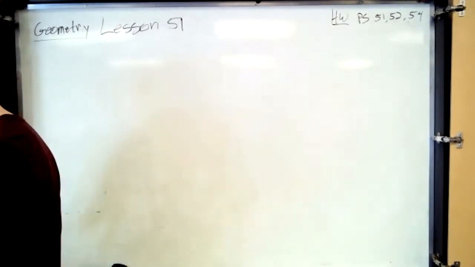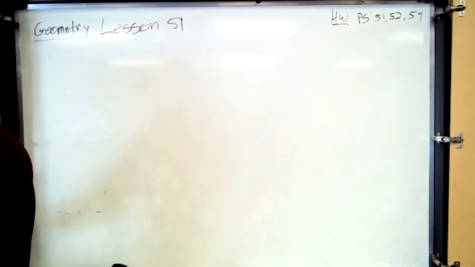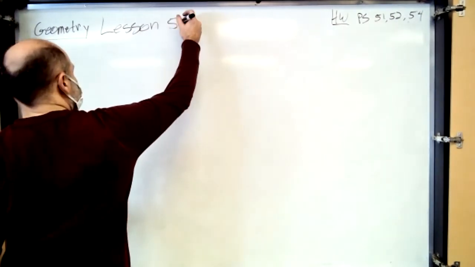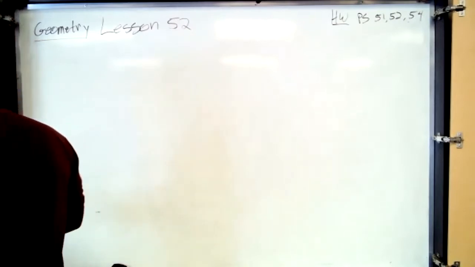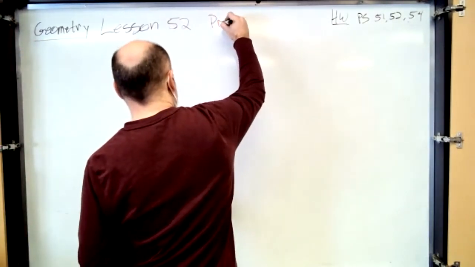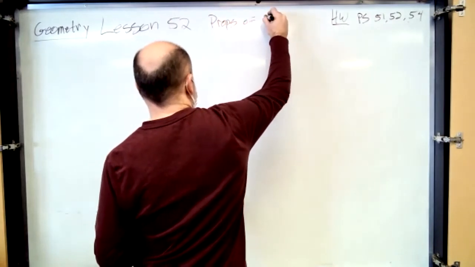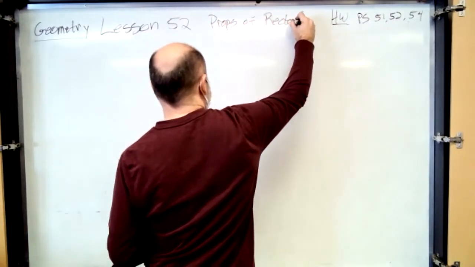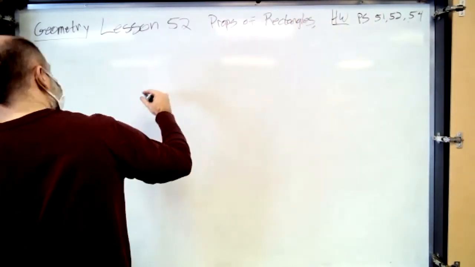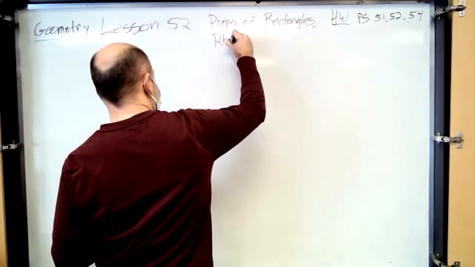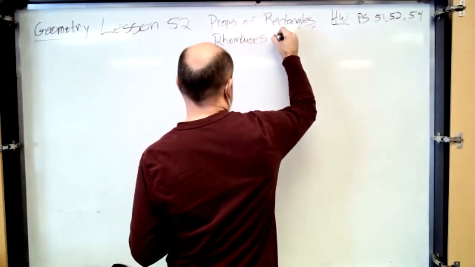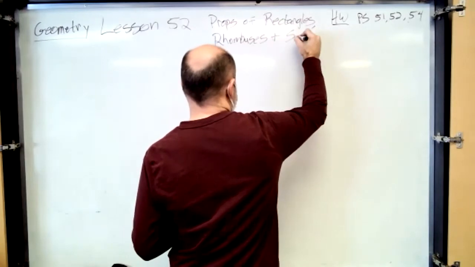Okay, lesson 52. So we're going to talk about the properties of some quadrilaterals: rectangles, rhombuses, and squares. You would think that the plural for rhombus is rhombi or something, but it's not. It's rhombuses.